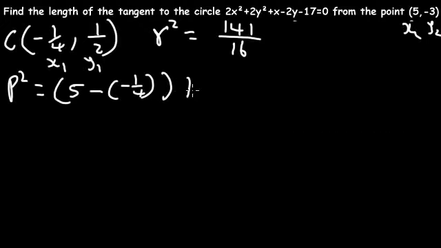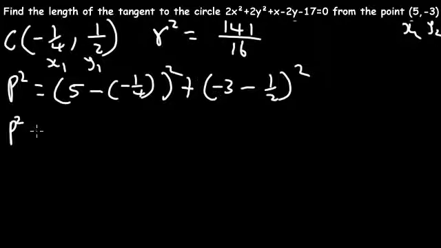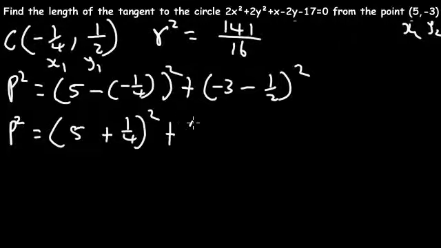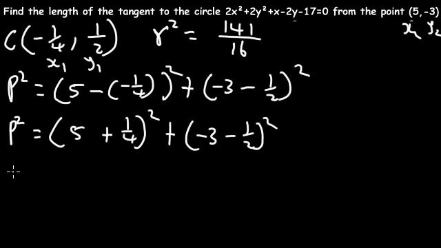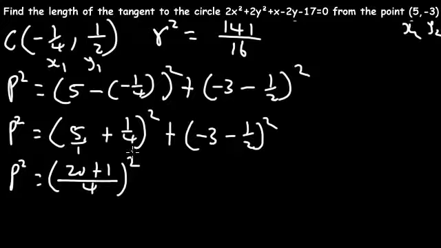So we close this. Then we have y2, negative 3, minus y1, 1/2. Then we square each of them. Perfect. So p squared results in 5 plus 1/4 all squared plus negative 3 minus 1/2 all squared. Right now, p squared will be equal to 5 plus 1/4. If this is divided by 1, the LCM of 1 and 4 is 4, times 5 is 20, plus 1, all squared. How did I get 1? 4 in 4 is 1, times 1 again gives us 1.